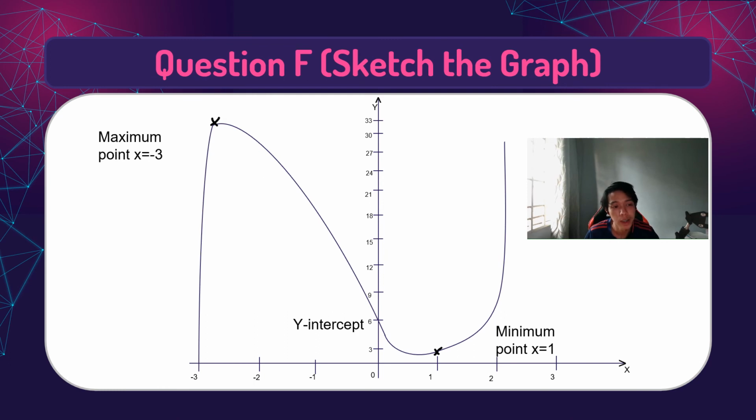Now the final question is to sketch the graph, and from what we can see here, the maximum point is indeed at x equals negative 3, and the y-intercept is at x equals 0 and y equals 6. And finally, the minimum point is on the coordinates where x equals 1. And for now, we are sure that our earlier equations and calculations are correct. And that will be it from me, and my friend Fahmi will summarize our presentation.